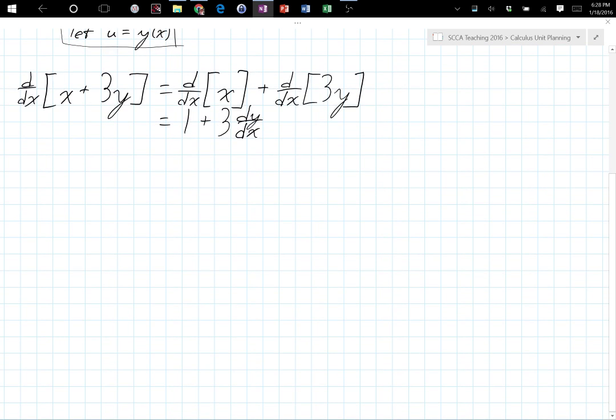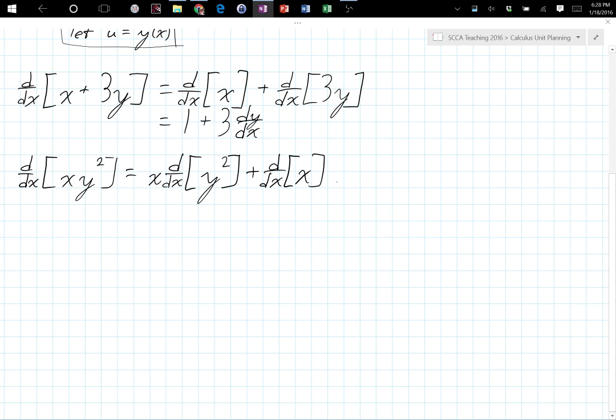Now, what if we have something ever so slightly more complicated? Before we had the sum of two functions. Now let's have the product of two functions. So I have x times y squared. Now I differentiate, and by using the product rule, I'm going to have x d dx of y squared plus d dx of x times y squared.